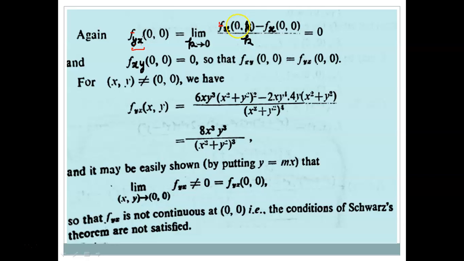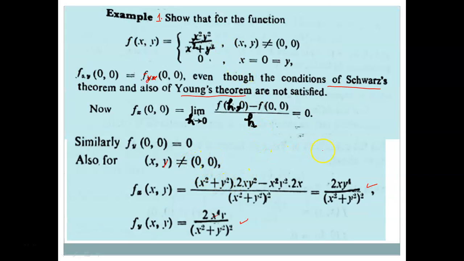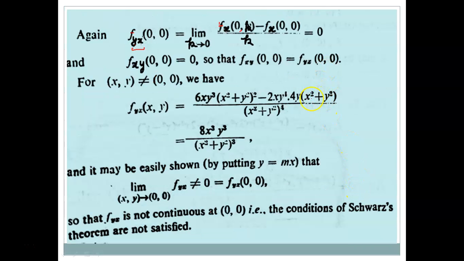So that is why this will be limit of f_x(0, 0 plus k) minus f_x(0, 0) divided by k, k tending to 0. Now you have the value of f_x here, and in this value you put x is 0 and y is k. So in fact the whole thing again becomes 0. So that means f_yx comes out to be 0. Similarly, you find f_xy at (0, 0), that also comes out to be 0. So that way you can say f_xy at (0, 0) and f_yx at (0, 0) both are equal.